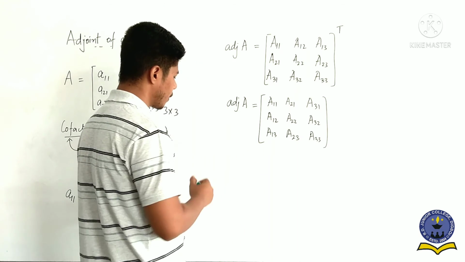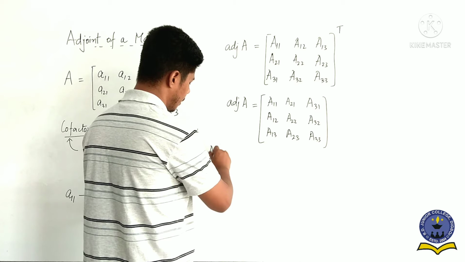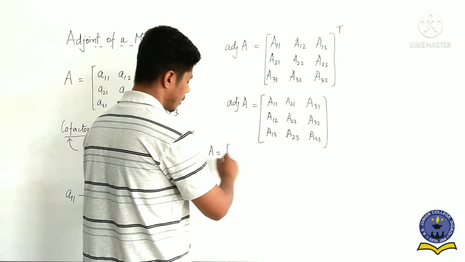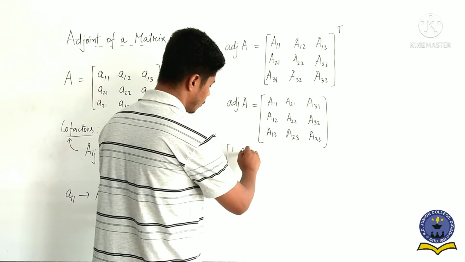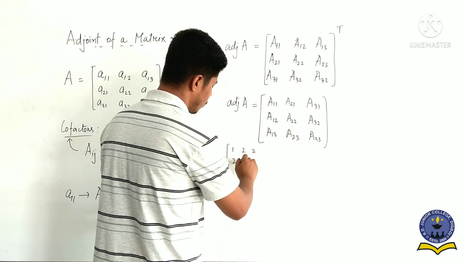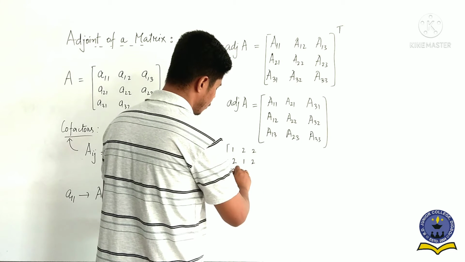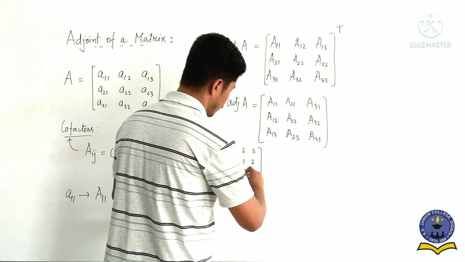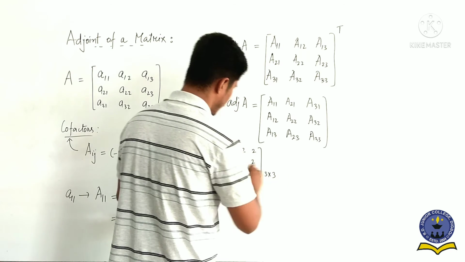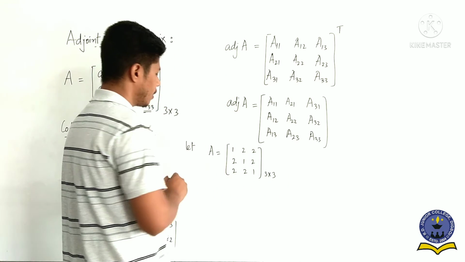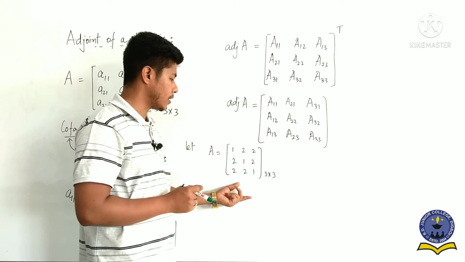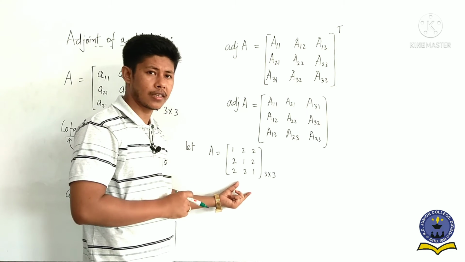For example, if we consider a matrix, let A equal to 1, 2, 2, 2, 1, 2, and 2, 2, 1. Suppose a 3 by 3 matrix is given to us. Can you find the adjoint of this matrix? Yes, easily we can find it.